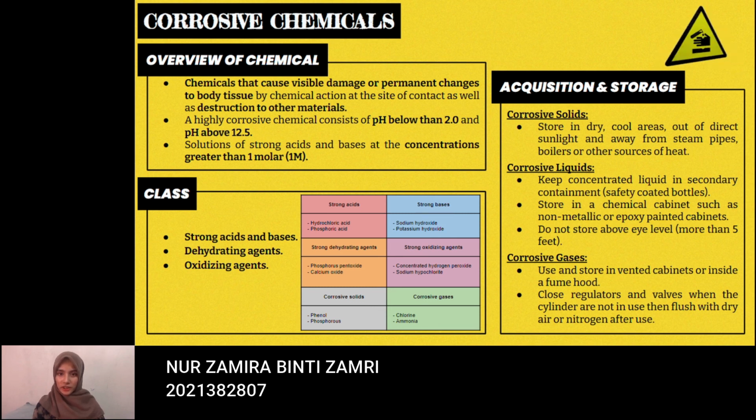For acquisition and storage, first, corrosive solid. It must be stored in an area that is dry and cool, out of direct sunlight and away from steam pipes, boilers or other sources of heat. Second, corrosive liquid. It must be stored in a chemical cabinet such as a non-metallic or epoxy painted cabinet. For concentrated liquid, it must be kept in secondary containment, which is safety coated bottles. Do not store corrosive liquid above eye level or more than 5 feet.